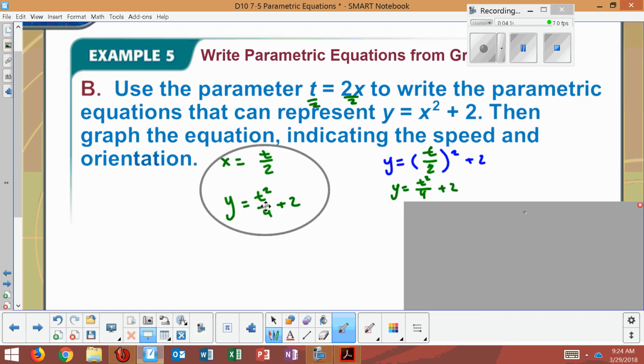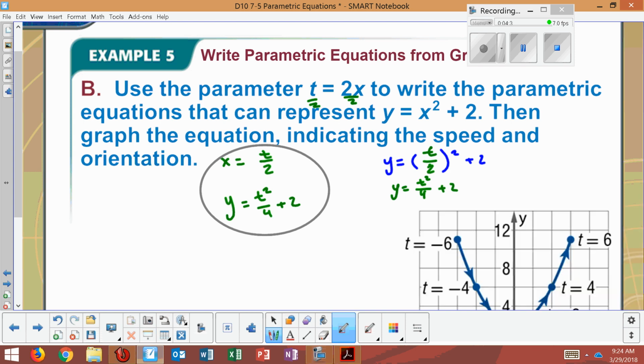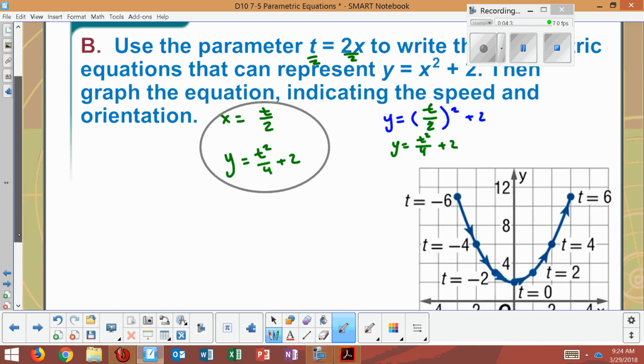Again, this is the greatest power, so this will be a parabola. It's facing upward. It'll be a little bit wider because it's being divided here on the outside. So instead of being, it's a vertical shrink, so it's being compressed down. It'll be shifted up 2 for the time. So let's look at this.